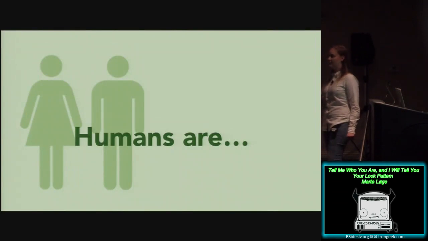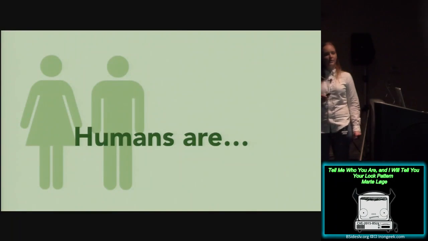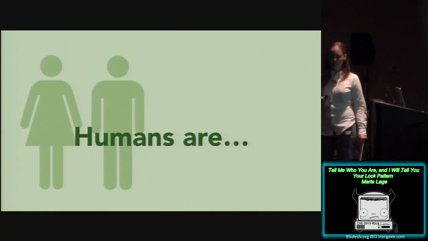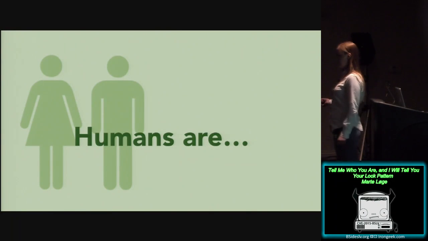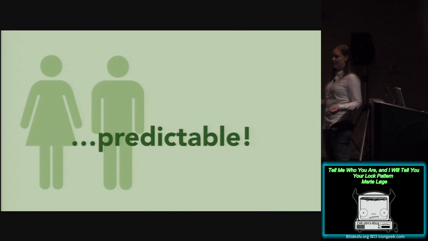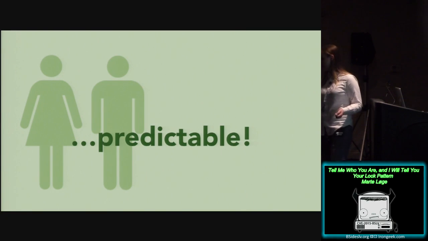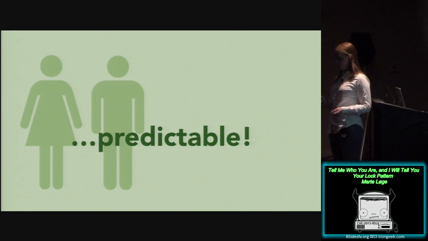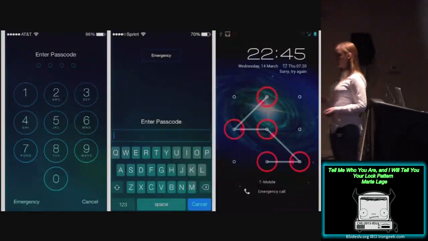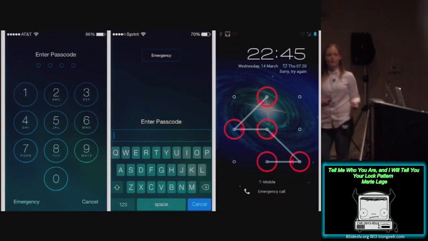So my talk is about passwords, graphical passwords, and I like to look at passwords and the predictability and the human aspects of passwords. Because humans are really predictable, and when we talk about predictability, that's not a good thing when we talk about security, right? So my talk is going to focus on the Android pattern lock, as you probably know.